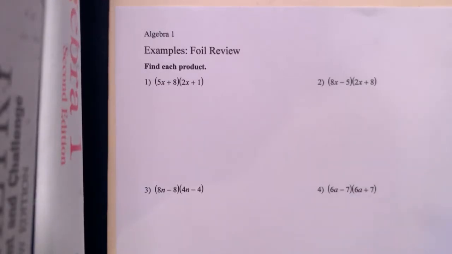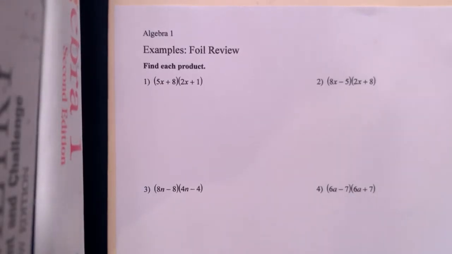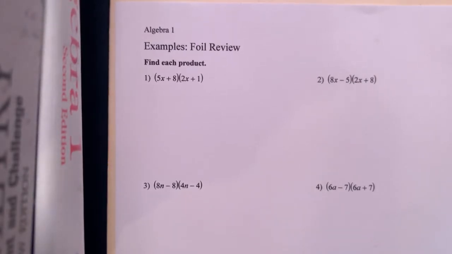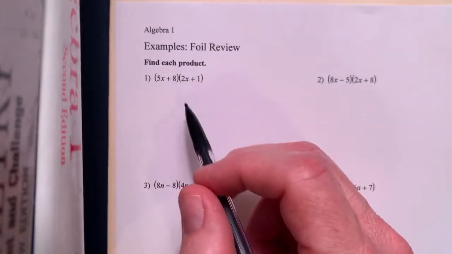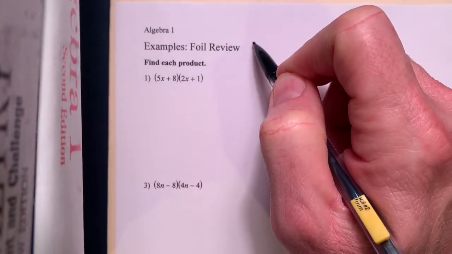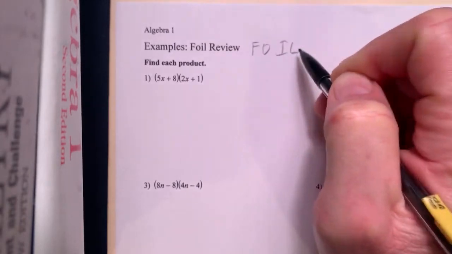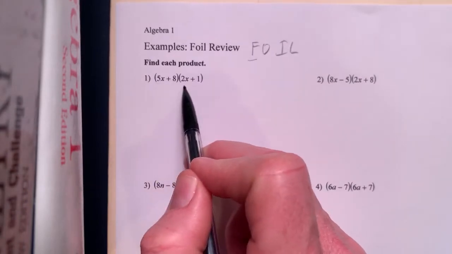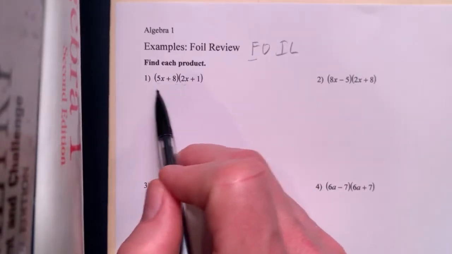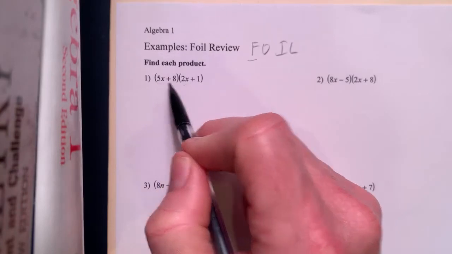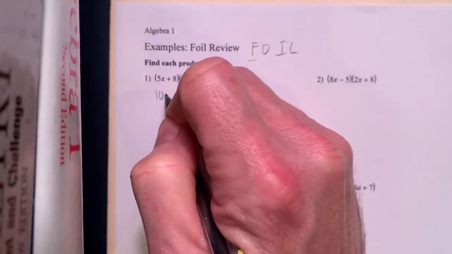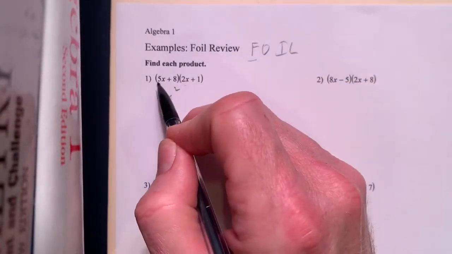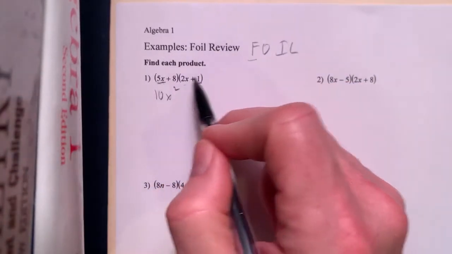So we're going to review FOIL from last week, looking at just multiplying two binomials. Should be pretty straightforward. Again, that FOIL process, F-O-I-L, just to kind of refresh your memory. F stands for the first term of each binomial, multiply both of those. So 5x times 2x would be 10x squared. And the outside terms, O is outside terms, so I take this times this, 5x times 1.